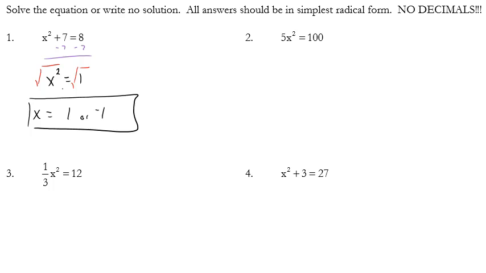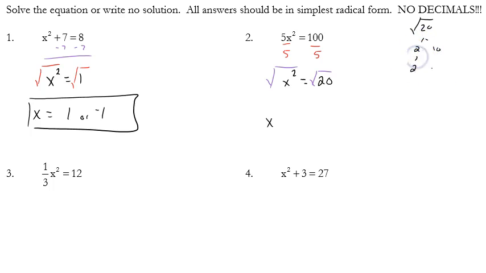The only difference in a problem like number 2 would be I have to divide on both sides to get rid of the 5. So this goes back to our Unit 1. X squared equals 20. And now when I square root both sides, the square root of x squared is x, but 20 is not a perfect square. That's when we have to simplify our square roots.